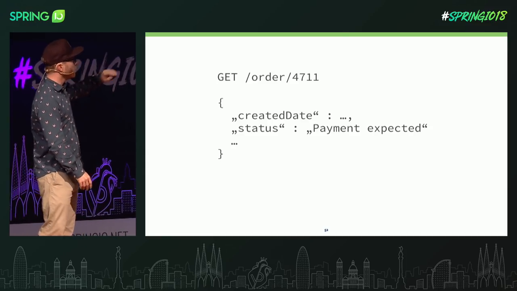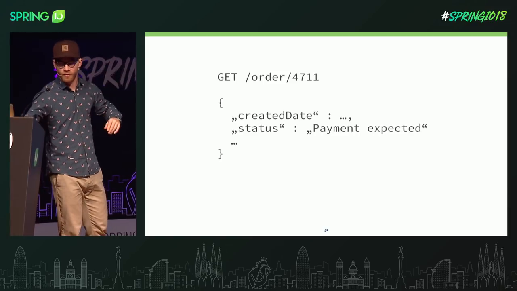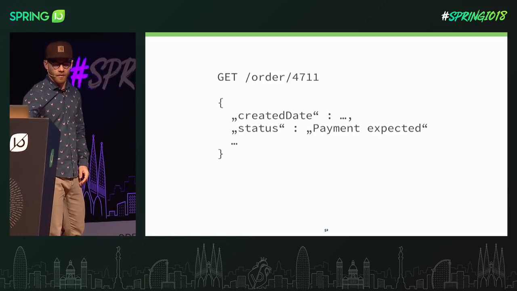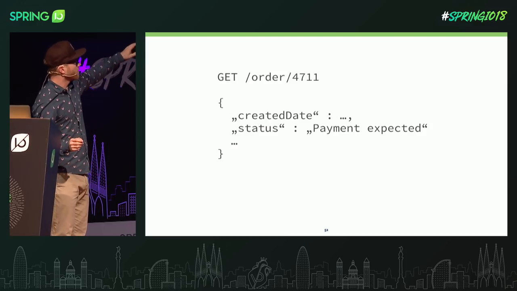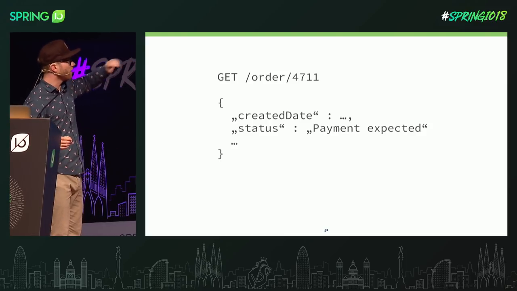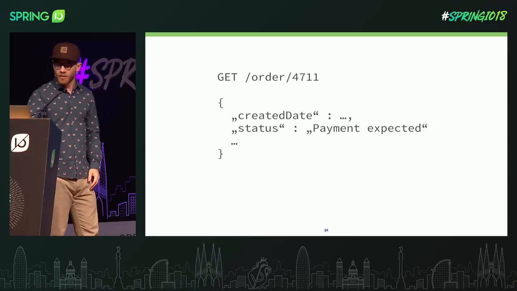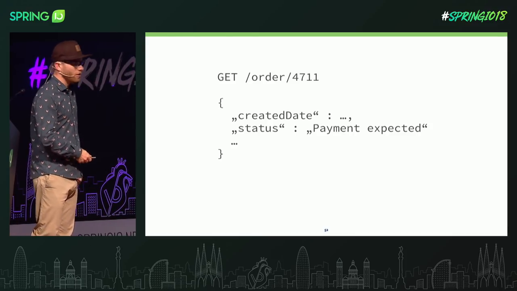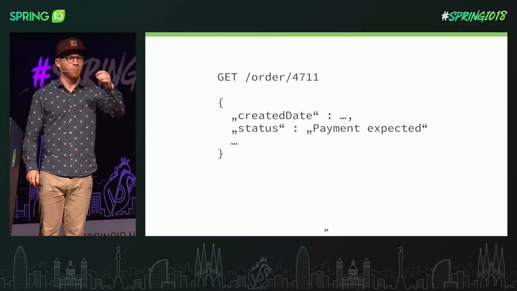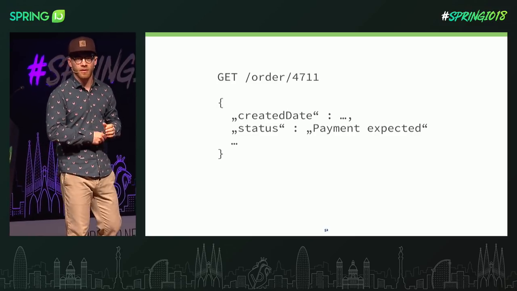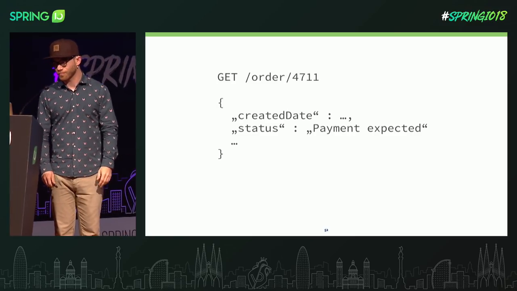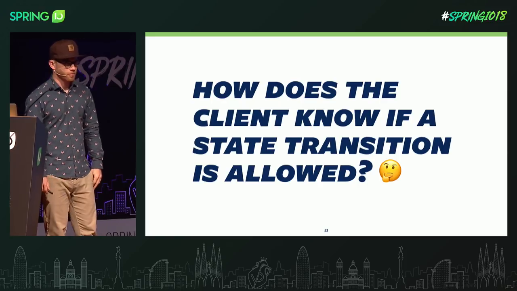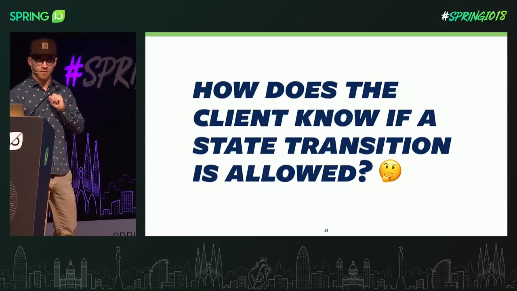We've implemented the API, so we have an order of 4711, and it has this created date and it has the status, yada, yada, yada, payment expected. So how does the client now actually know whether it could cancel that? Let's stick with the cancellation example. How does the client know? That's the question, right? So there's two options.